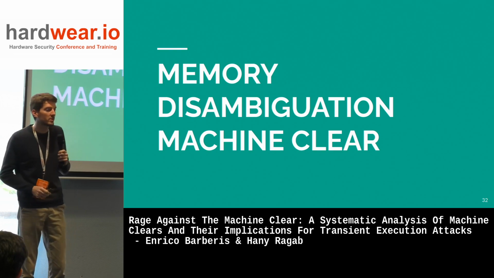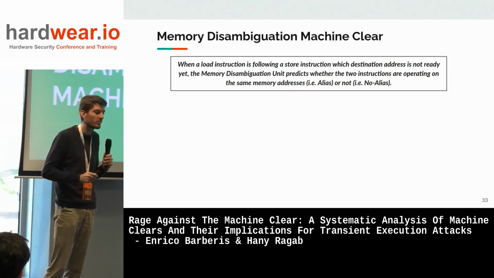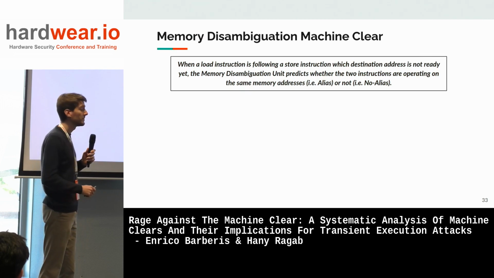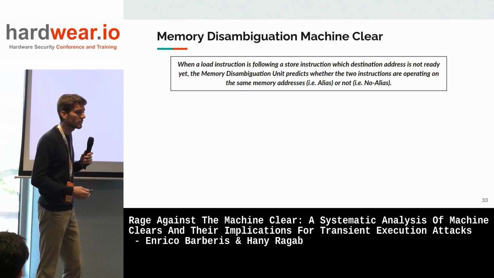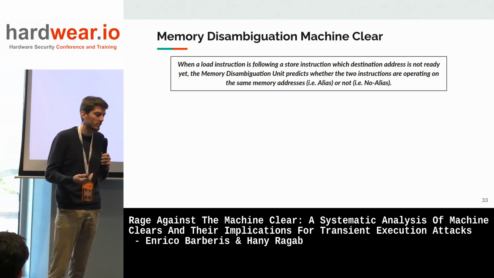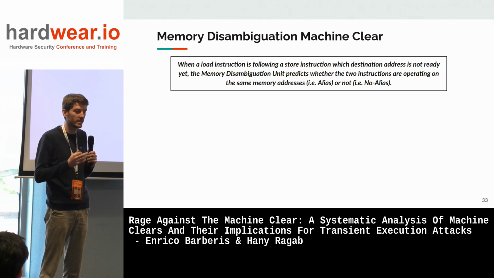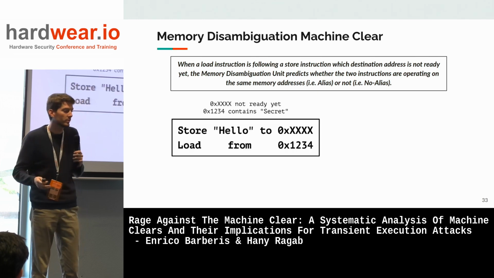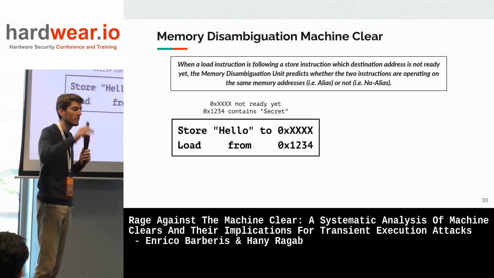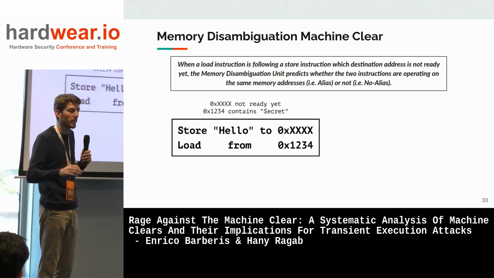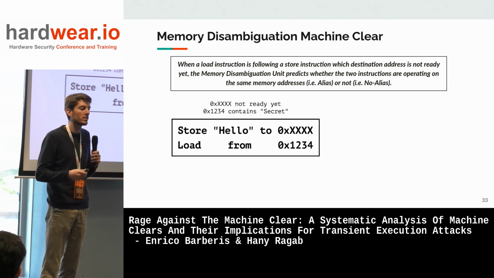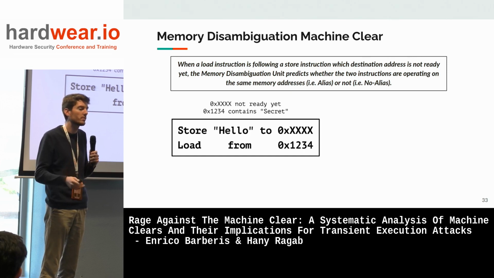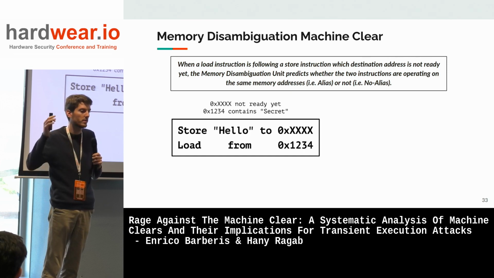Okay, now the last type of machine clear. I promise it will be short. When a load instruction follows a store instruction whose destination address is not ready yet, the memory disambiguation unit predicts whether the two instructions are aliasing or not. Again, an example to better clarify this. We have a store and then a load. Let's say that for some reason the store address is unknown. It's coming from a complex mathematical operation, from DRAM, who knows.